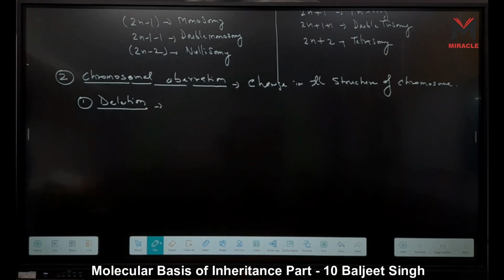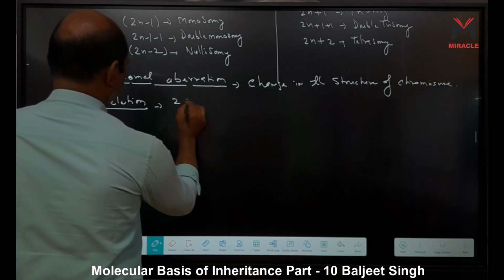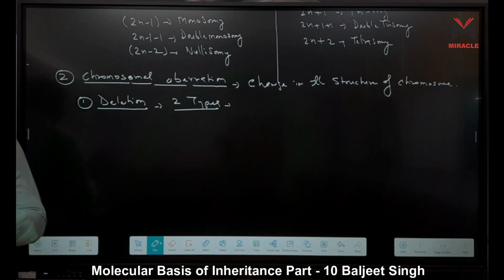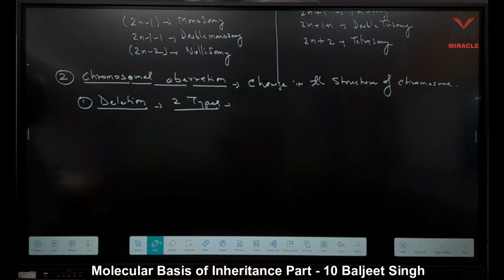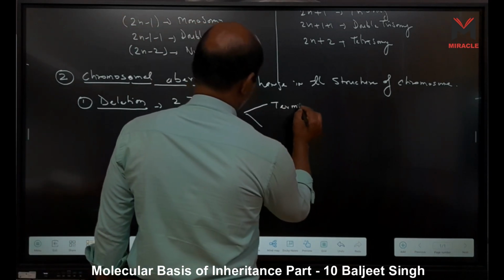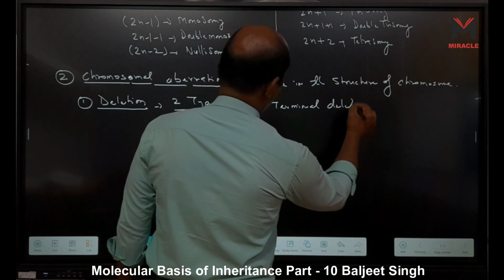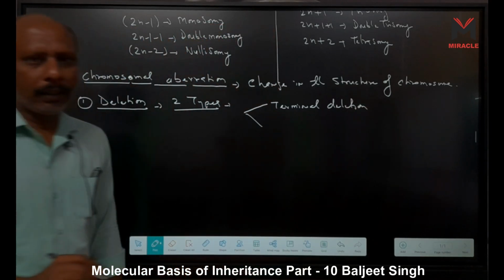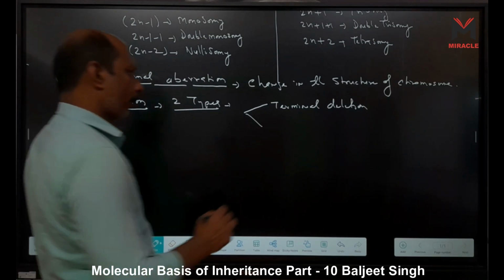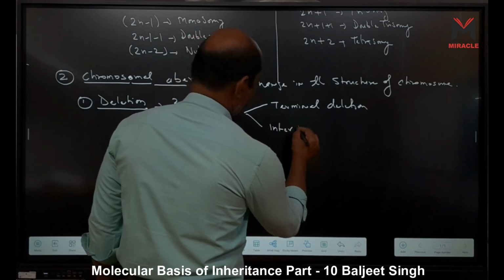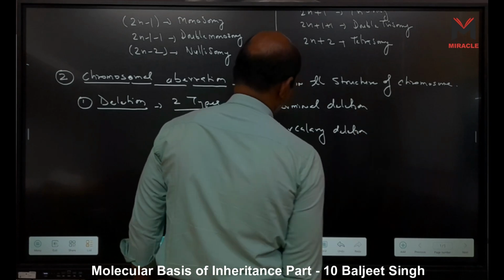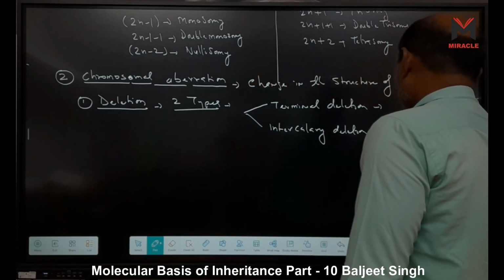Deletion is also two types, on the basis of the site of the deletion. First, terminal deletion, we can say. Terminal means what? At the end, some part is deleted. And second one is intercalary deletion. Terminal deletion and intercalary deletion.